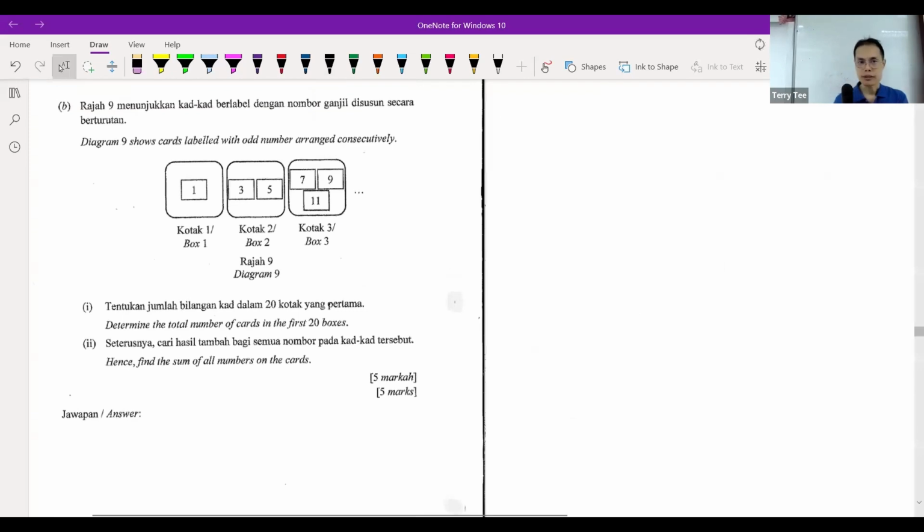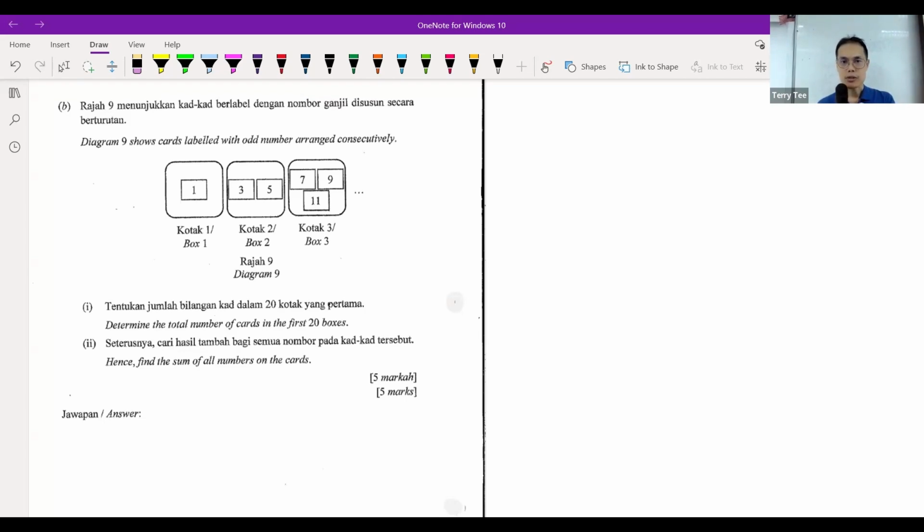So here we have a diagram label. The show cards are labeled with odd numbers arranged consecutively. So determine the total number of cards in 20 boxes. Okay, you can see at the first box you have 1 card, second you have 2, third box you have 3. By itself, it is an arithmetic progression, right?